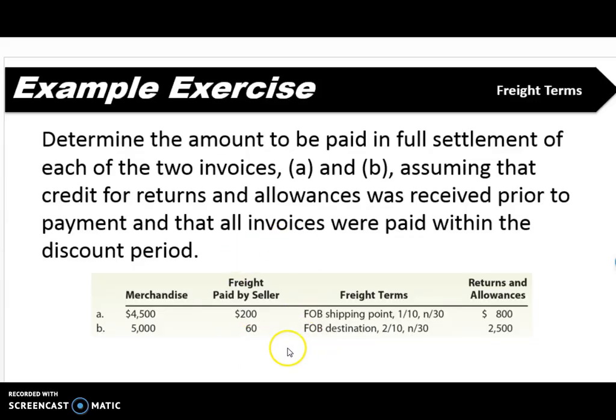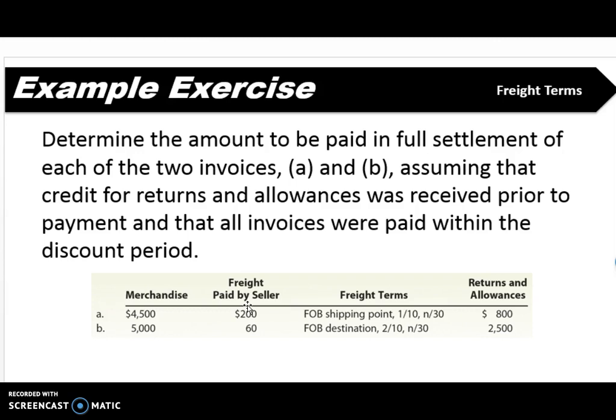So let's talk about this example exercise and see how this shipping affects the total settlement price of these items. It says to determine the amount to be paid in full settlement of each of the two invoices and assume that the credit for returns and allowances was received prior to payment and that all invoices were paid within the discount period. So in letter A, we've got the merchandise that costs $4,500 minus 1% of $4,500. We'll include that in our settlement price.